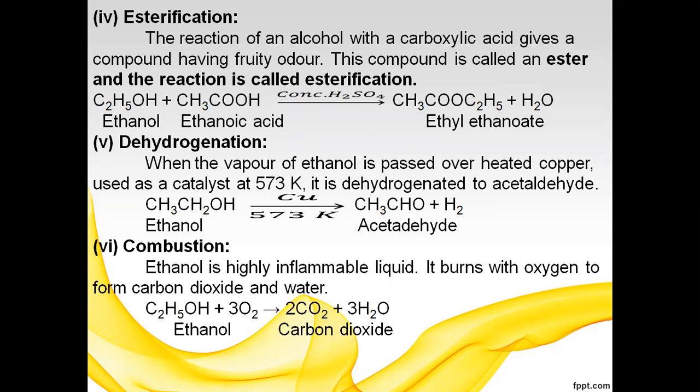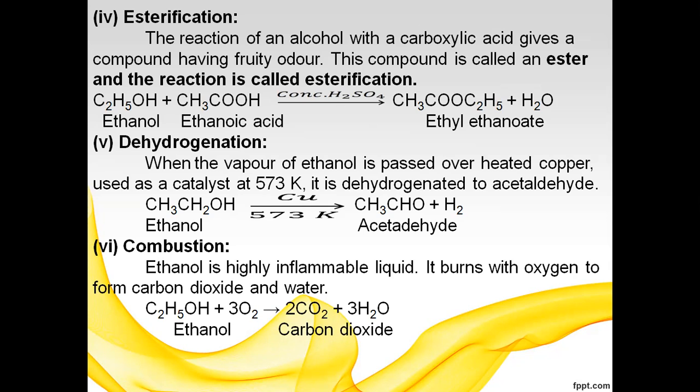So the ethanol is heated at 573 Kelvin with copper. The ethanol is passed over the copper. It is dehydrogenated to acetaldehyde. This process is called dehydrogenation.